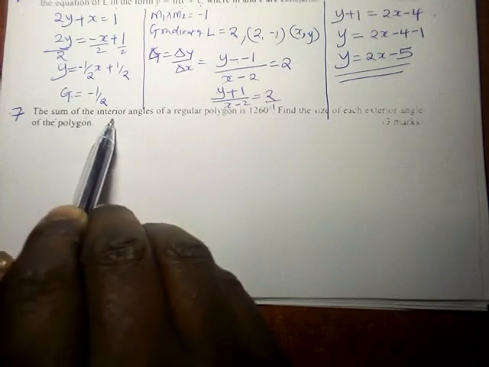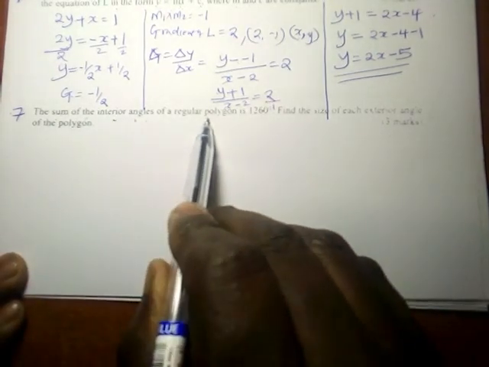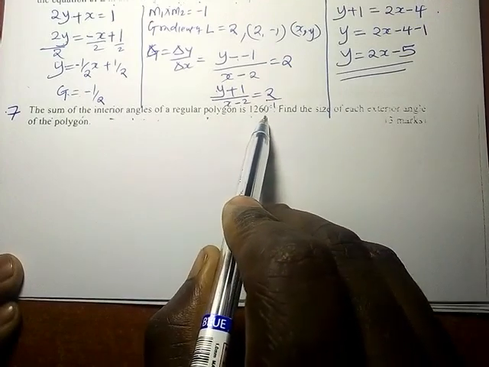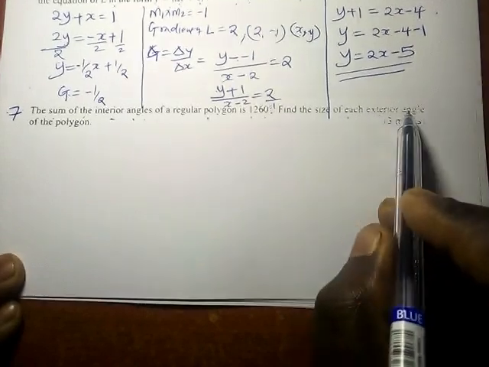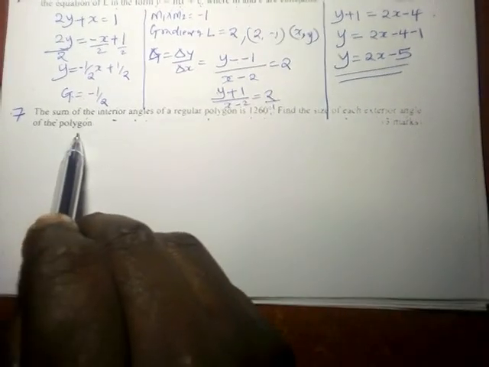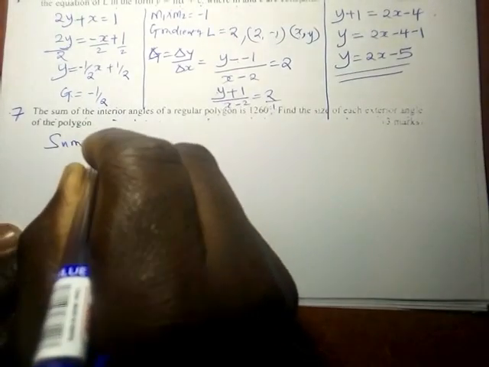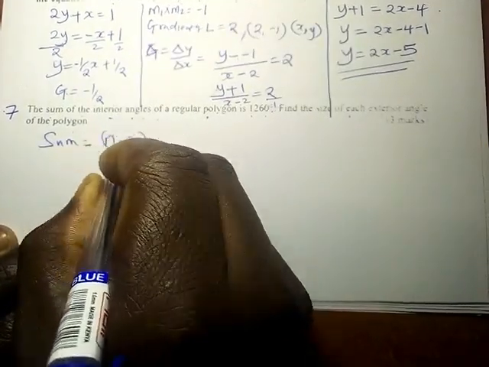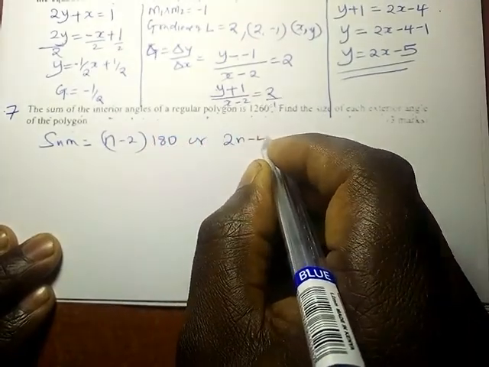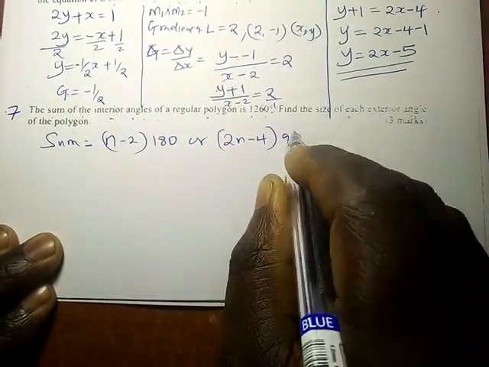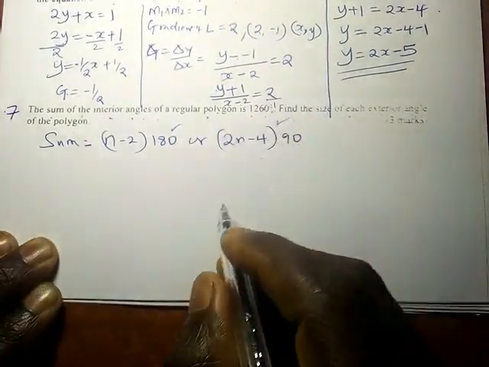The sum of interior angles of a regular polygon is 1260 degrees. Find the size of each exterior angle of the polygon. The sum is given by the formula n minus 2 times 180, or 2n minus 4 times 90. This one gives us the sum. So we can use either this or this.